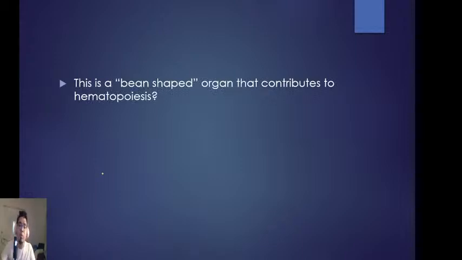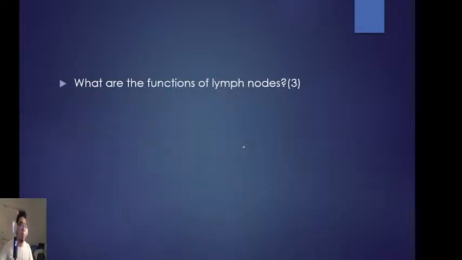Now, this bean-shaped organ contributes to hematopoiesis. Basically, this is your lymph nodes. Medyo malaki, medyo enlarged yung kulani ni ate kasi very inflamed na siya. So she's probably having either a viral infection or something much more insidious. All right, so let's move on.